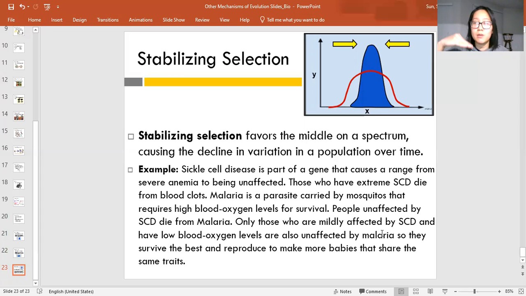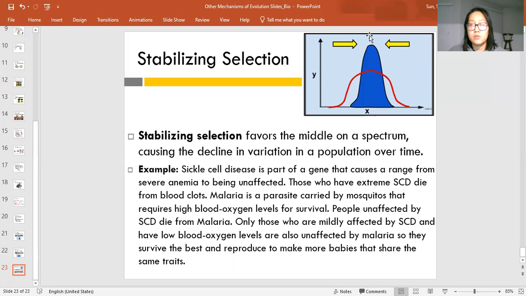So it's these people in the middle who have that blend of one sickle cell gene and one non-sickle cell gene, right? They have the benefit of not getting malaria, not dying from malaria. And then they also have the benefit of not dying from sickle cell disease, because they still have some normal blood cells, right? So they're the ones that survive the best, and they're the ones that make babies and reproduce and pass their genes on.